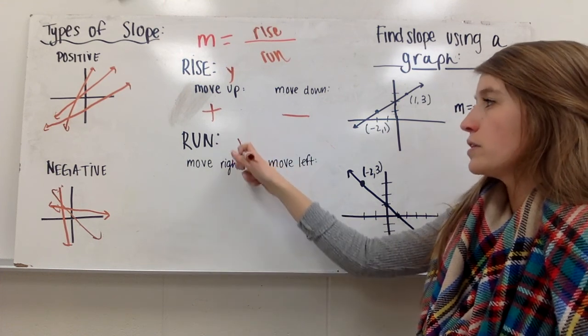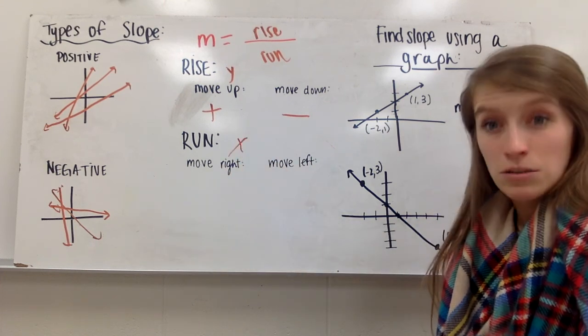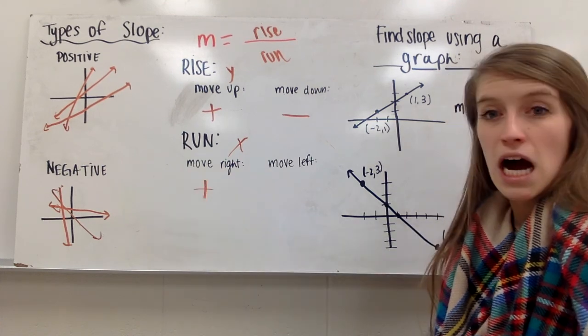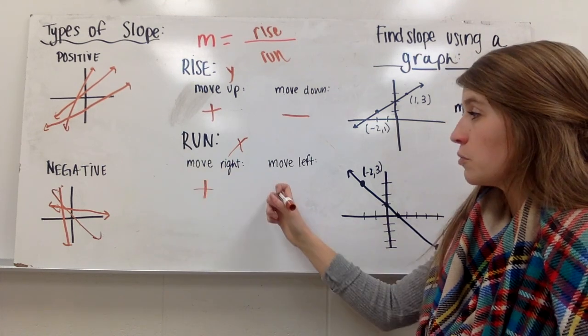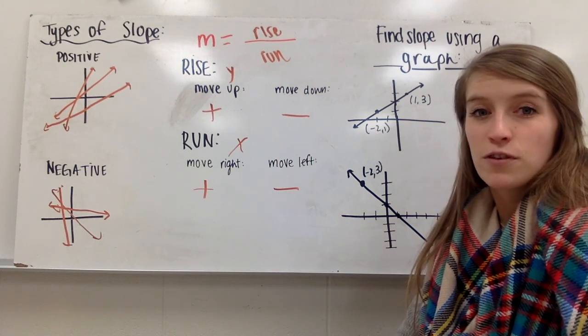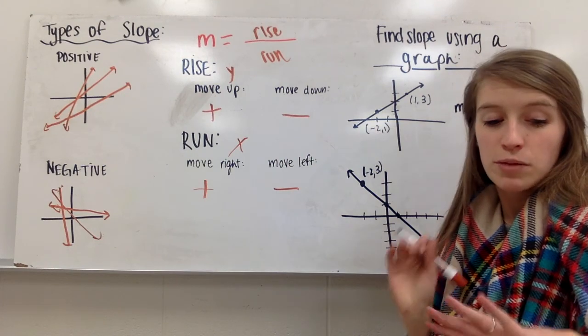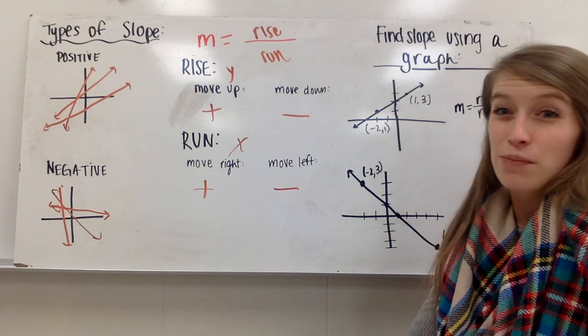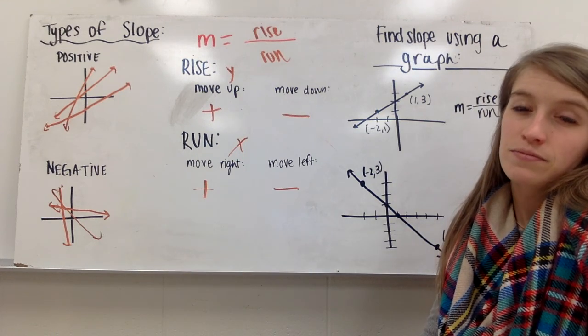The run is always our change in x. And again, remembering from our transformations unit, moving right would mean I have a positive run. Moving left would mean I have a negative run. Now, making sure you keep track of those positives and negatives is very important. Otherwise, your type of slope will be incorrect.